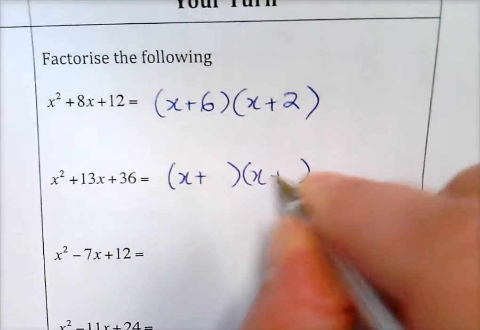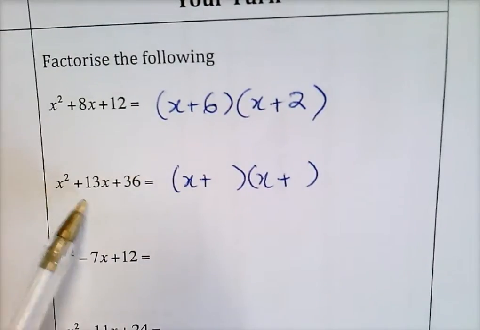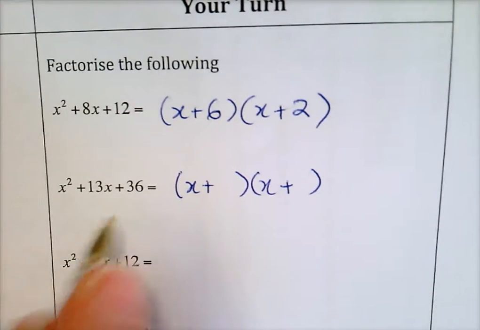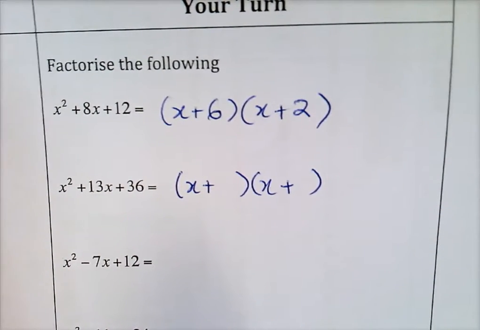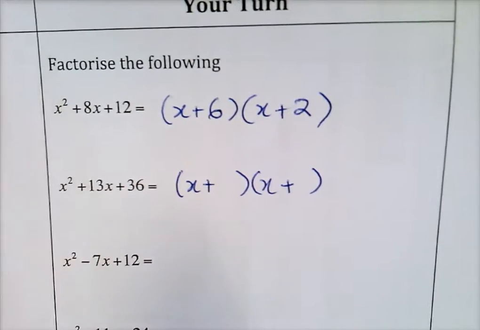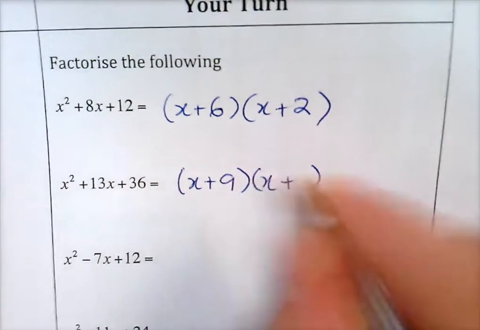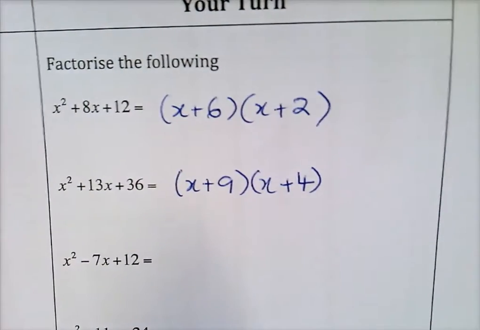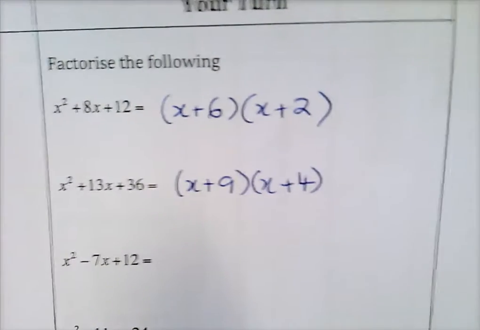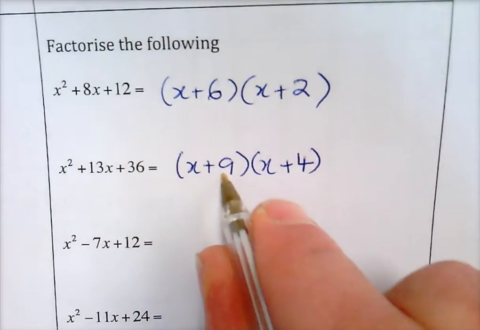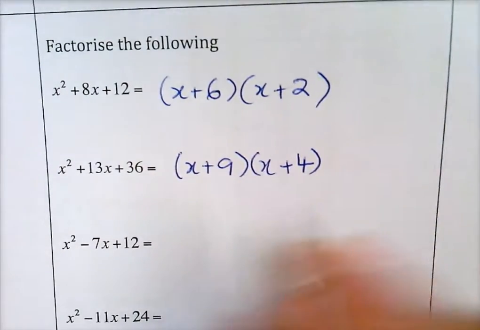It's going to be 6 and 2. The next one is also plus and plus. Two numbers that multiply to give 36, but add up to give 13. Yeah, it is 9 and 4. X plus 9, x plus 4. Now, this is the same as doing x plus 4, x plus 9.